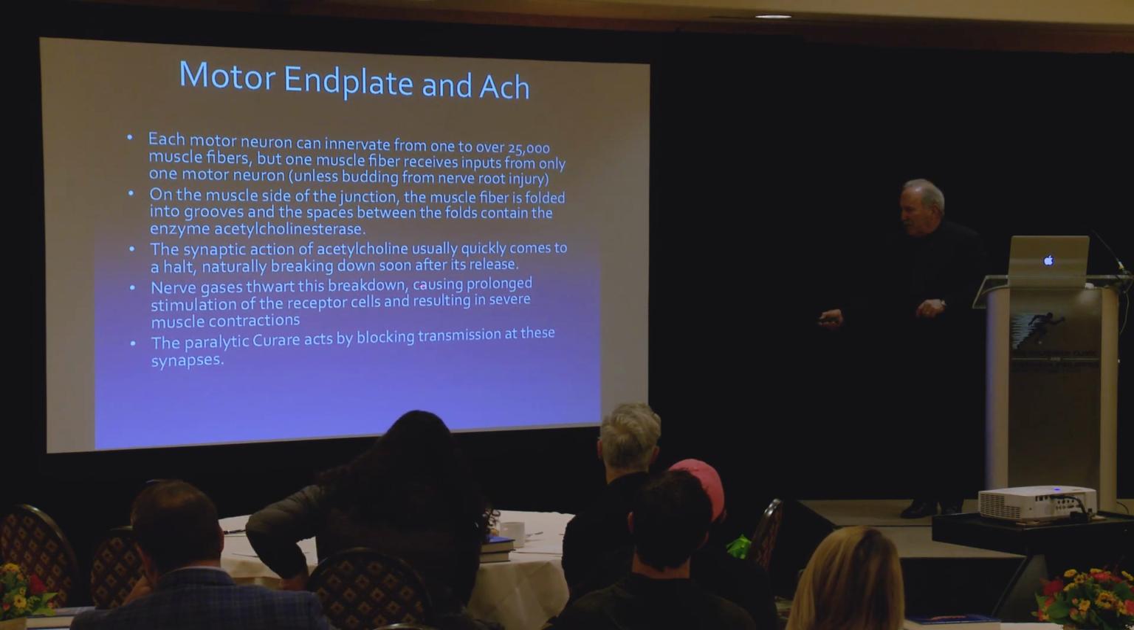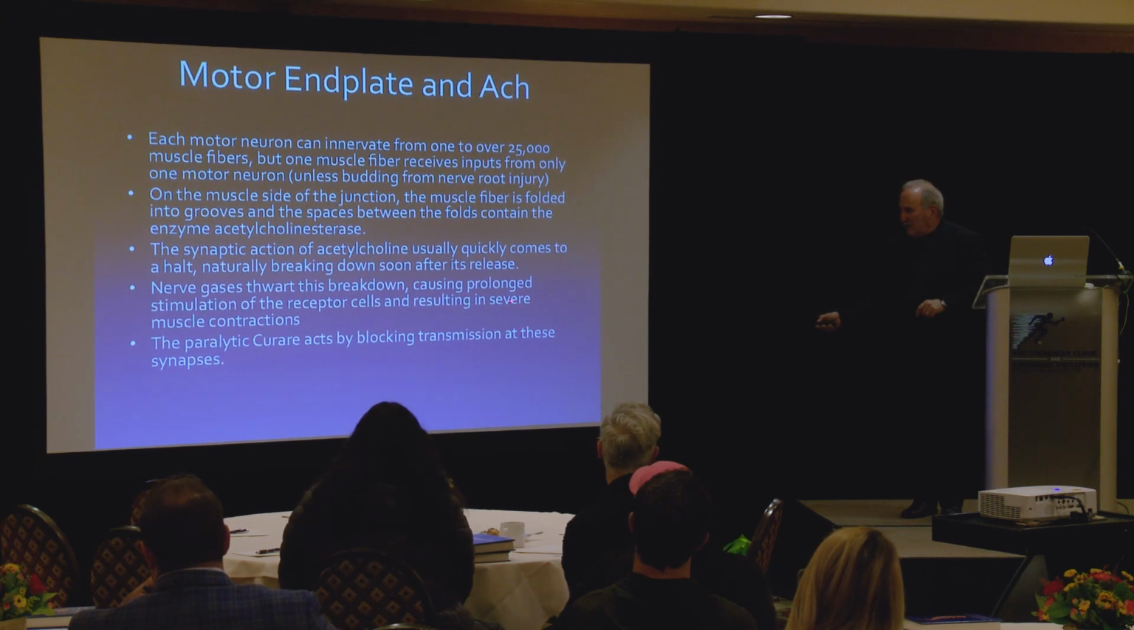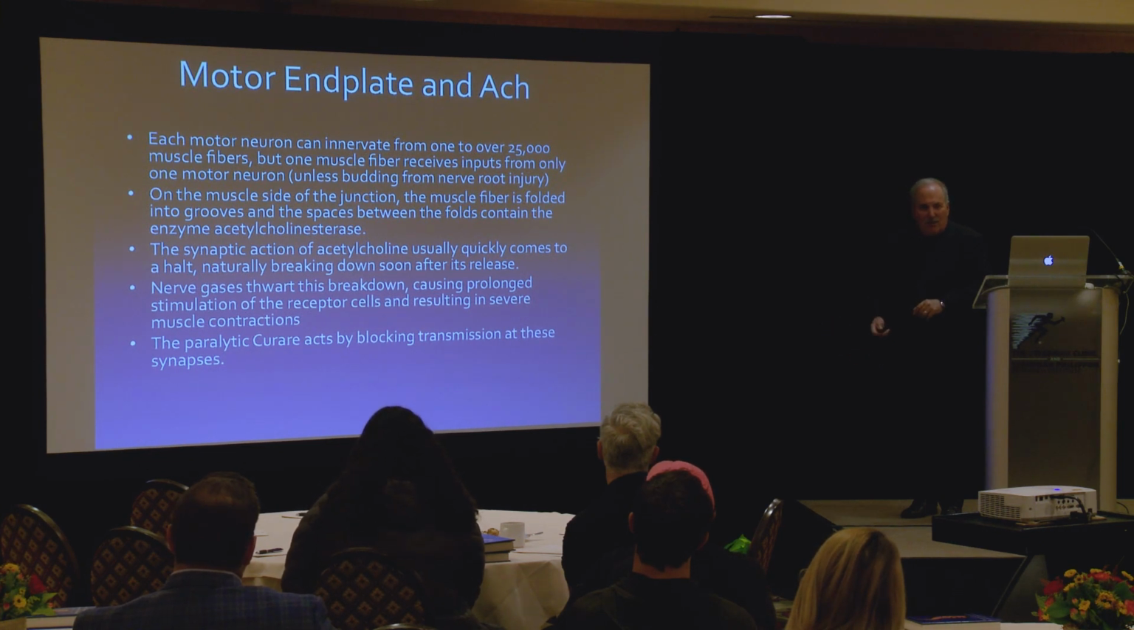Nerve gases thwart this breakdown, so they create prolonged stimulation over the receptor cells and severe muscle contractions. And so that's why people get physostigmine and other injections if you have nerve gases, that's typically how they occur. And the paralytic agent curare acts by blocking transmission at the synapse. So curare looks like acetylcholine and binds to the receptor, which is why you become paralyzed.